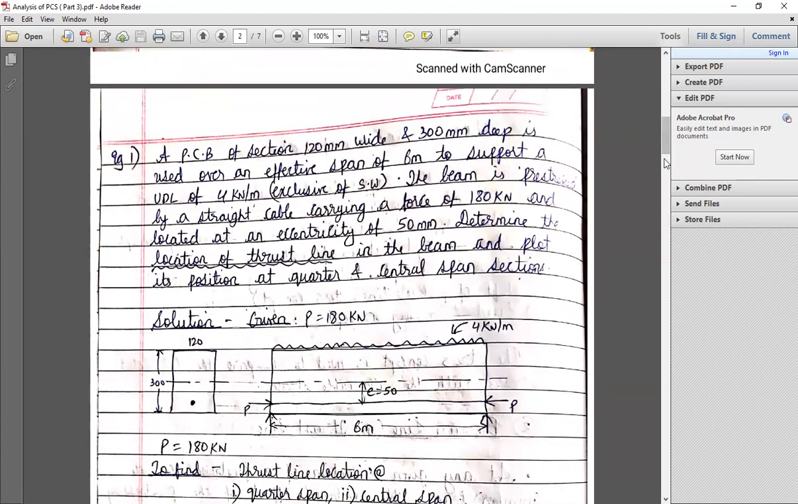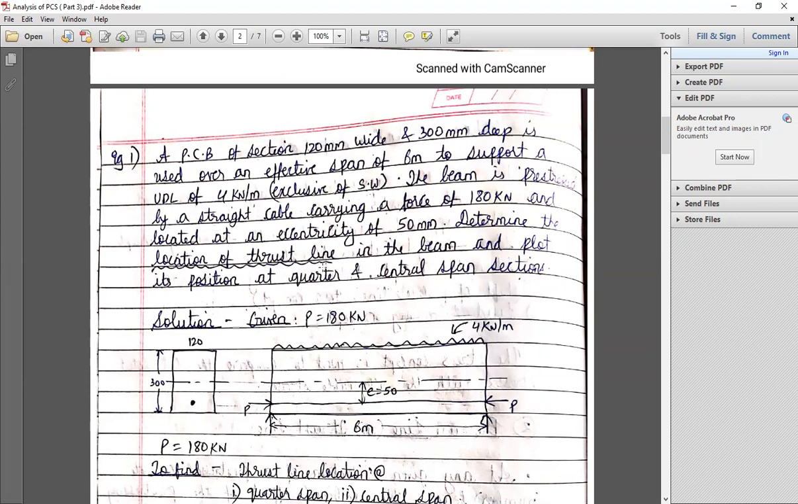Okay, I'll read out the question. A pre-stressed concrete beam of section 120 by 300 mm deep is used over an effective span of 6 meters to support a UDL of 4 kilonewton per meter. In the bracket, it is written exclusive of the self weight. So you have to take care of this. Now the beam is pre-stressed by a straight cable carrying a force of 180 kN and located at an eccentricity of 50 mm. Determine the location of the thrust line in the beam and plot its position at the quarter and the central span. So what we have to do is determine the location of the thrust line and plot it in the figure.